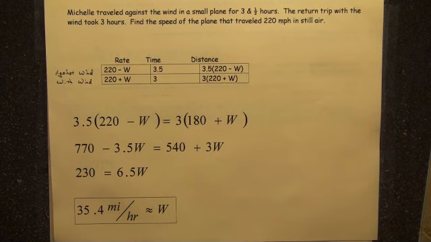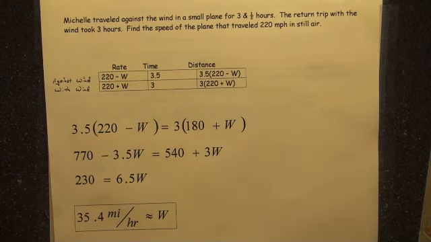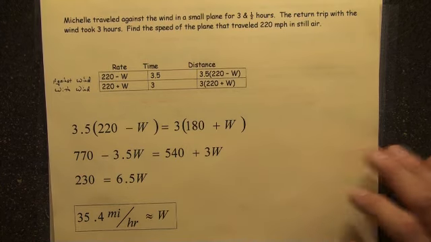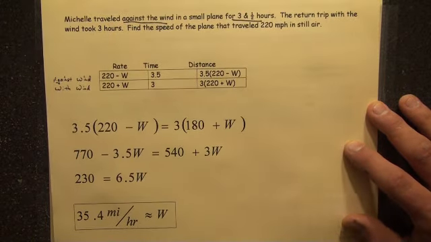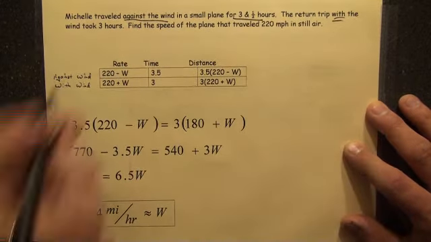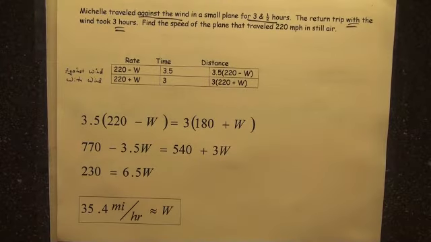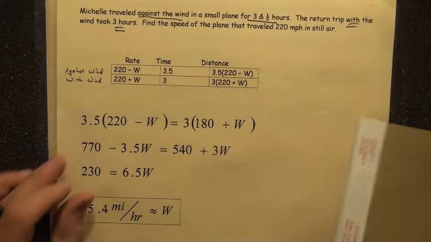Next one. Michelle traveled against the wind in a small plane for 3.5 hours. The return trip with the wind took 3 hours. Find the speed of the wind if the plane travels 220 miles per hour in still air. So, first of all, does it make sense? Against the wind, 3.5 hours. With the wind, 3 hours. Does that make sense, first of all? That's what you want to do. Make sure it makes sense.